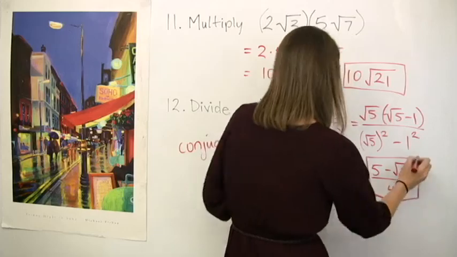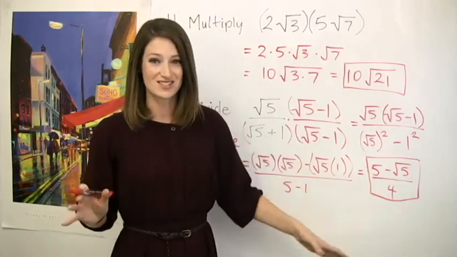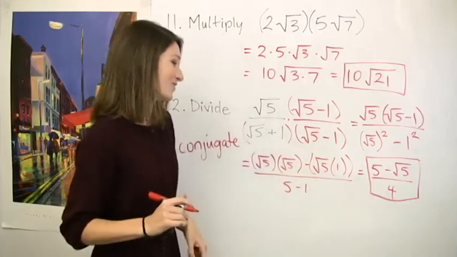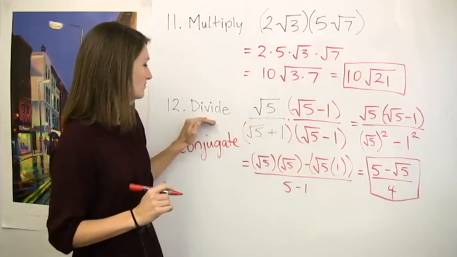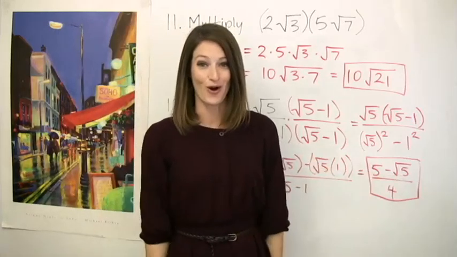It's okay that we have a radical in the numerator. That's simplified form for radicals. We just didn't want any radicals in our denominator. So our answer for dividing this fraction here is 5 minus the square root of 5 all over 4.